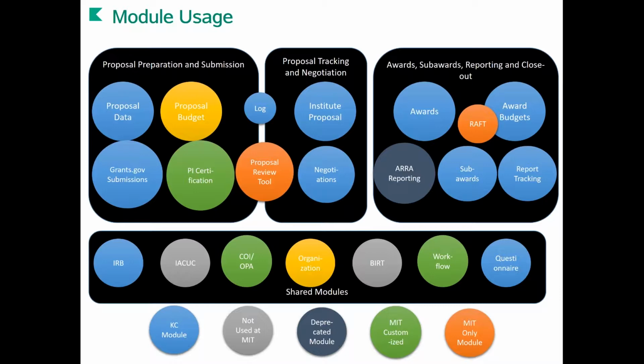And where are the places that we have to dig in and find out, are there parameters that will fix this? Is this customization work we have to deal with? And what are these kind of fringe things like the proposal review tool, raft, and other things that we're going to be forced to deal with as our project moves forward?